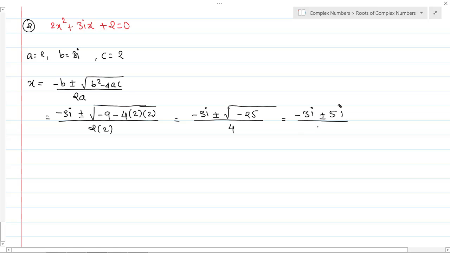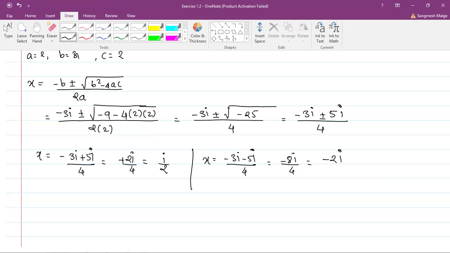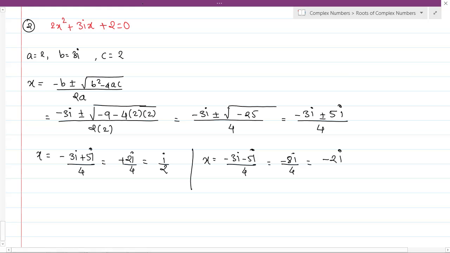So the first value of x is, take positive, minus 3i plus 5i by 4, which is positive 2i by 4, which is nothing but i by 2. This is the first value of x. The second value of x is minus 3i minus 5i by 4, which is minus 8i by 4, which is minus 2i. So these are the two values of x for which the given quadratic equation will be satisfied.